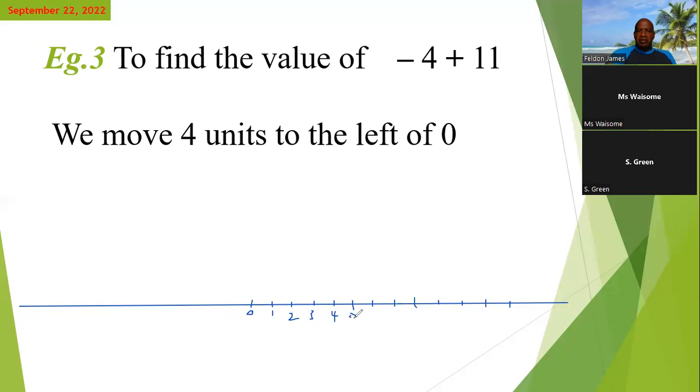So we'll have 1, 2, 3, 4, 5, 6, 7, 8, 9, 10, 11, 12. Now to the left, we are counting negative 1, negative 2, negative 3, negative 4, negative 5.